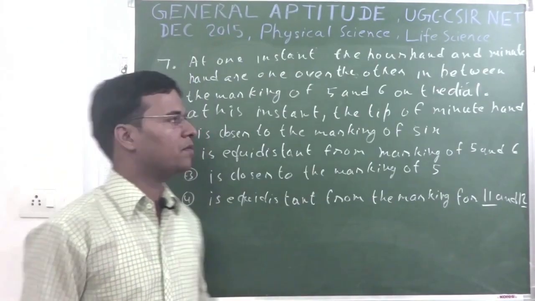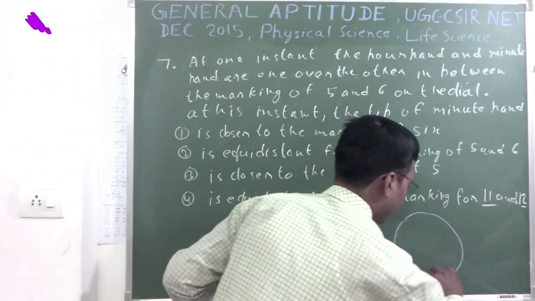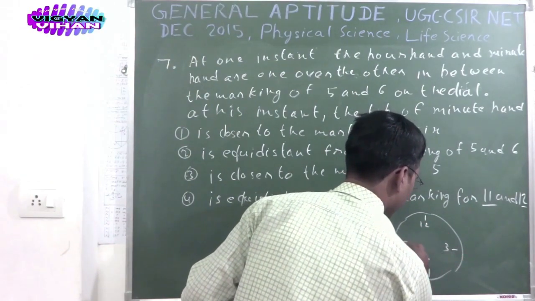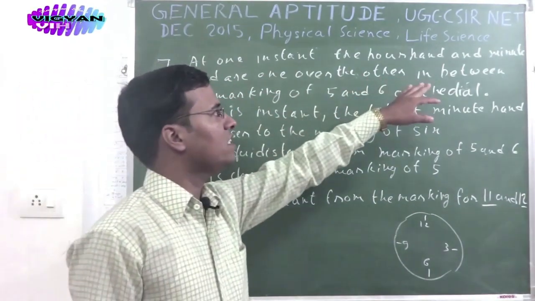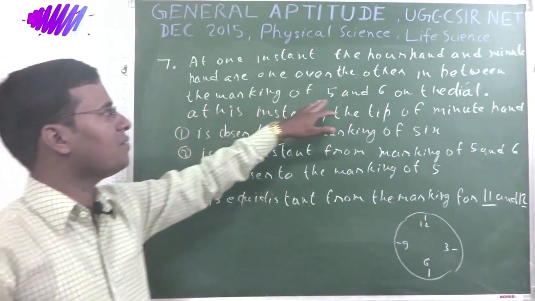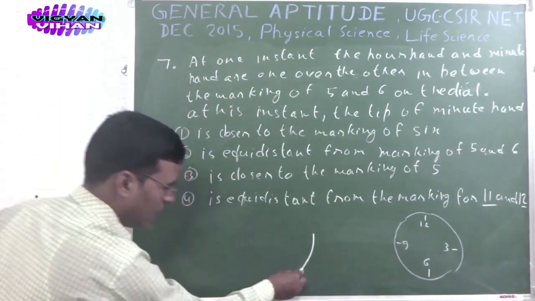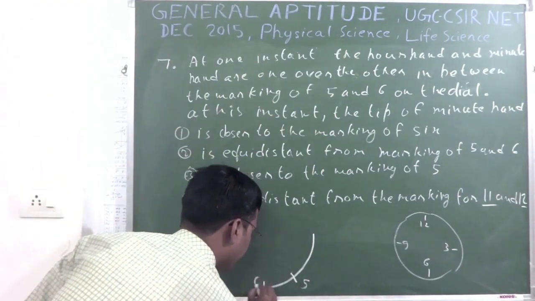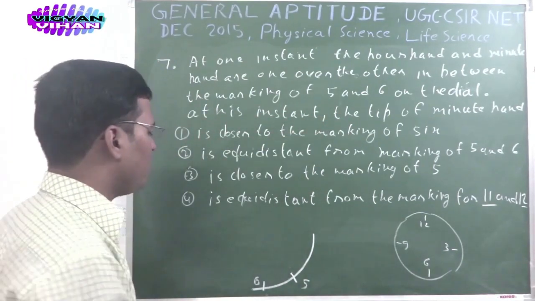Here is our next problem, problem number 7. This is a problem of clock. First we make a clock which consists of 12, 3, 6, 9. Here the question is asking, at one instant the hour hand and minute hand are one over the other in between the marking for 5 and 6 on the dial. So the hands are one over the other between the markings of 5 and 6. At this instant, where will the tip of the minute hand be?